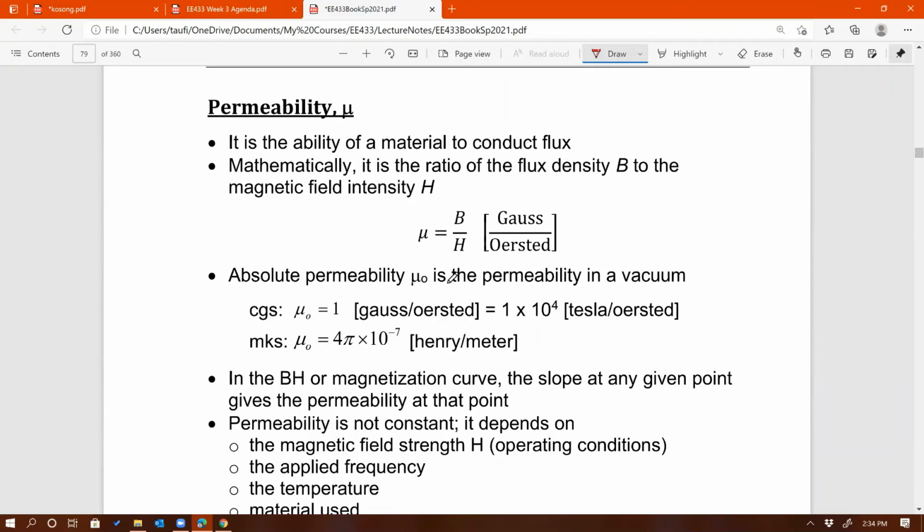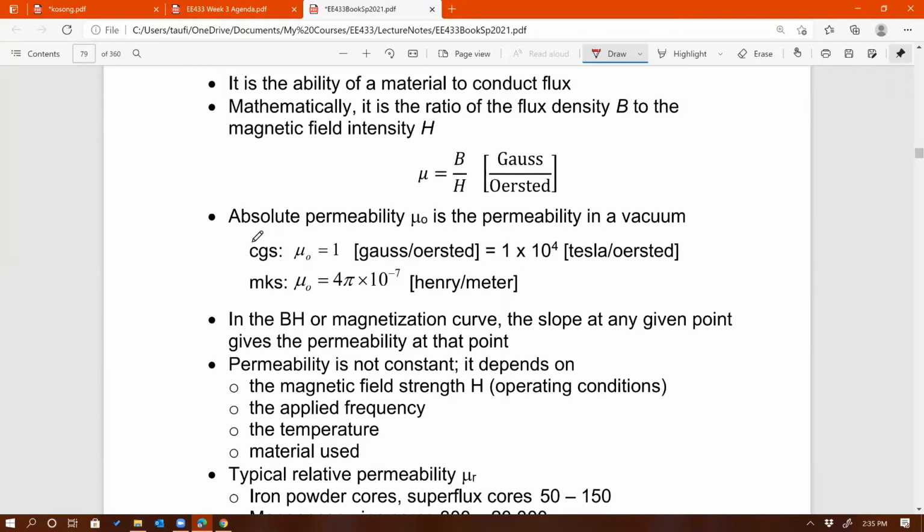Absolute permeability, mu naught, is the permeability in a vacuum. So we learned it from the previous chapter. In the CGS system, mu naught is equal to 1. Unit is Gauss per Oersted. I believe that's how you say it. And then that's equal to 1 times 10 to the 4 Tesla over Oersted. Right? In MKS, mu naught is equal to 4 pi times 10 to the minus 7 Henry per meter. Right? So you have to watch out for which system is being used.